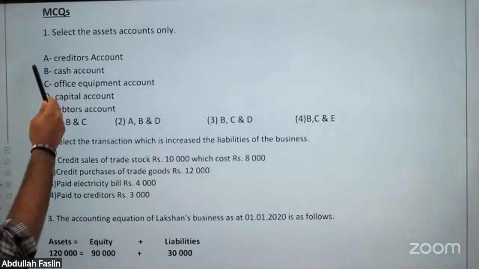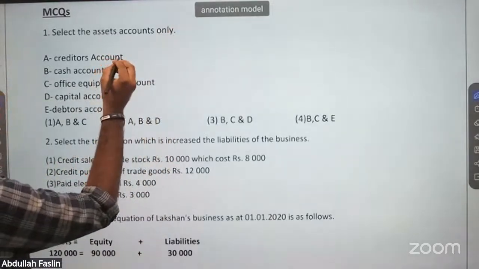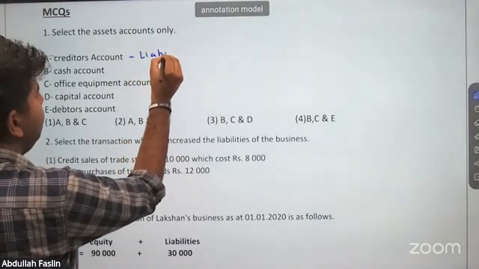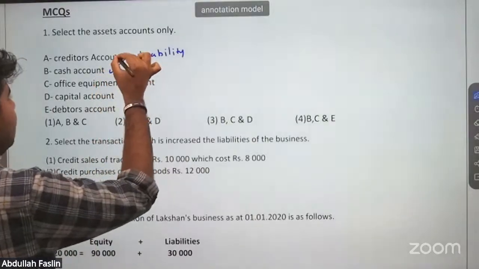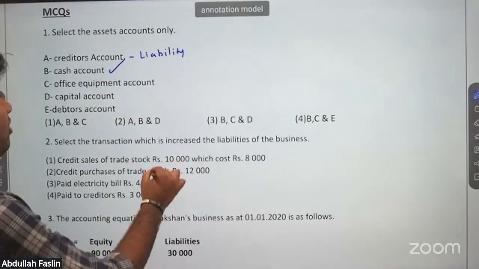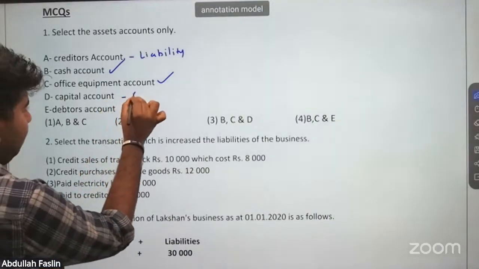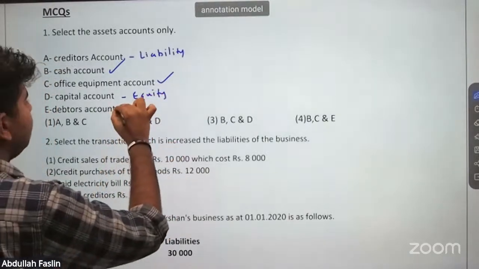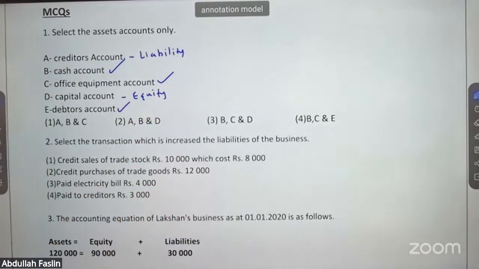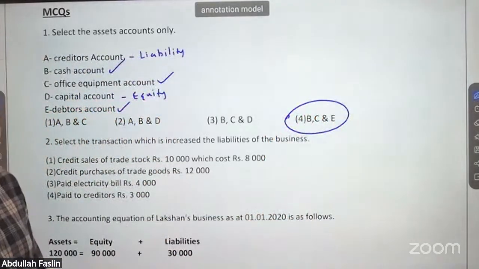Now here, creditors is a liability account. Therefore, in your paper, people who have got a printout, write down: creditors is a liability account. And if you look at cash, yes, cash is an asset account. Office equipment, yes, that is an asset account. Capital is equity, or we call it capital. And debtors, yes, debtors is an asset account. Therefore, B, C, E are the answer for this question. B, C, E is the answer.